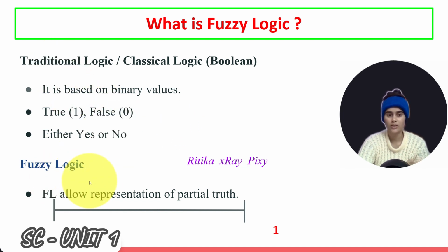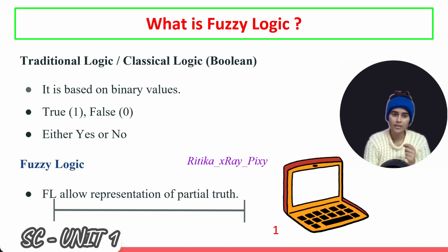How fuzzy logic is different from traditional logic, that is also known as classical logic. Traditional logic is based on binary values, either true or false, either yes or no. There is no in between. For example, we have any element, either it belongs to a set or it does not belong to a set. There is no in between. But in case of fuzzy logic, it allows the representation of partial truth.